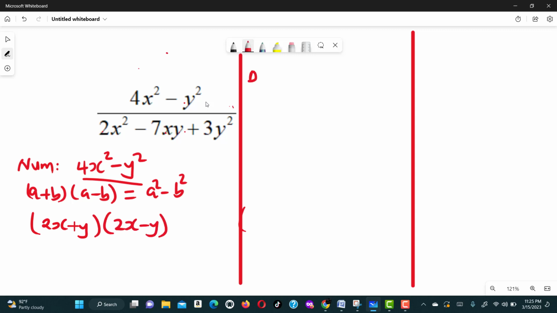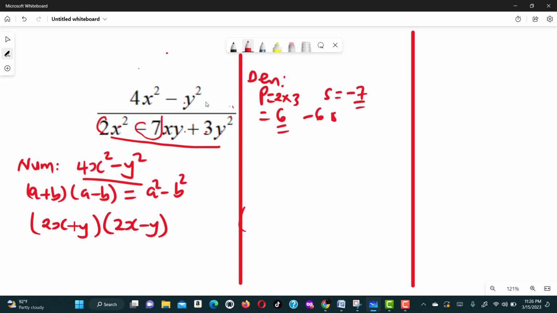When you come to the denominator, the expression 2x squared minus 7xy plus 3y squared can be simplified by the factorization method. We will factorize by starting with looking for the product and the sum. The product will be the coefficient of x squared, which is 2, multiplied by the coefficient of y squared, which is 3. This gives us 6. The sum is the coefficient of xy, which in this case is negative 7. We look for two numbers. When you multiply them, you get 6. When you add them, you get negative 7. The two numbers are negative 6 and negative 1. If you add negative 6 and negative 1, we get negative 7. And if you multiply, you get positive 6.